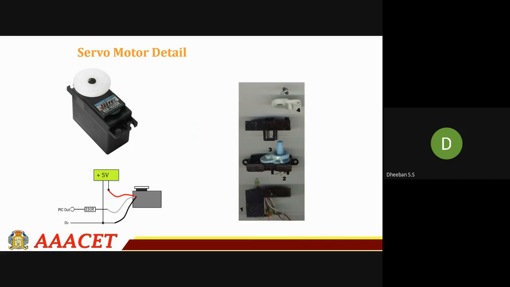The servo motor is also there. It also works based upon step angle. Mainly these kinds of servo motors will be used in robotic applications.